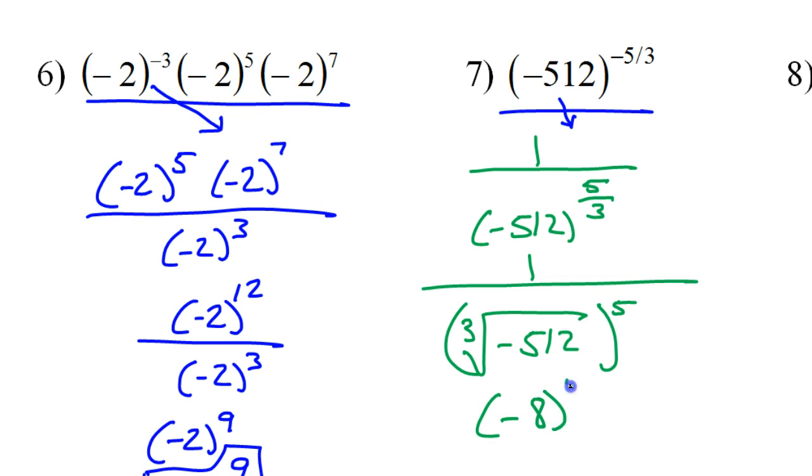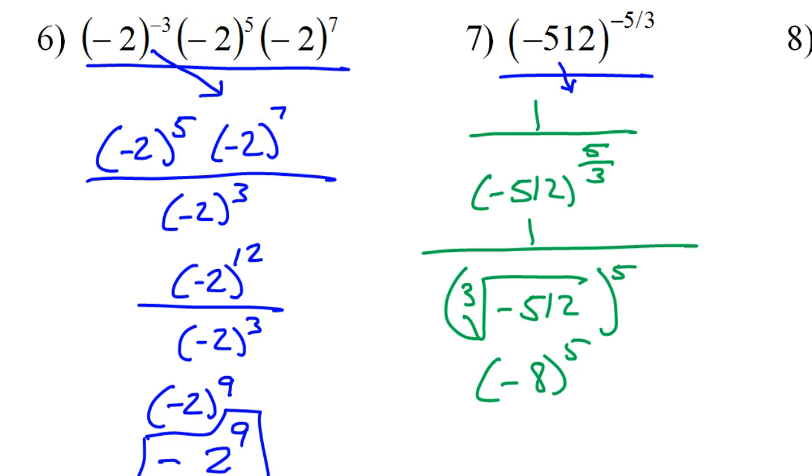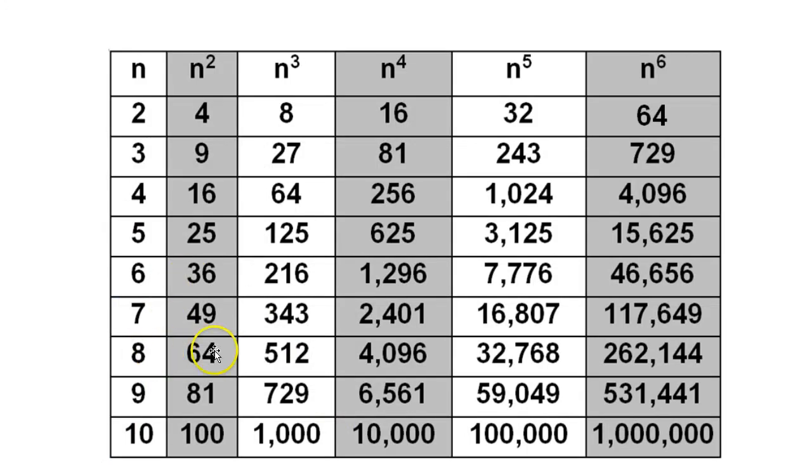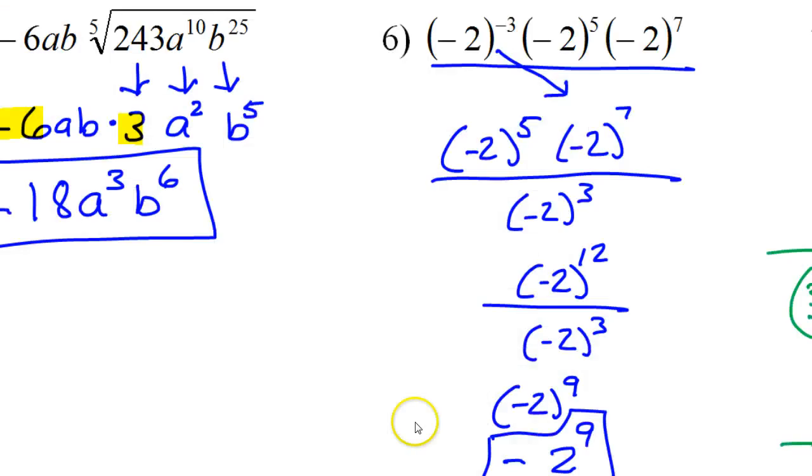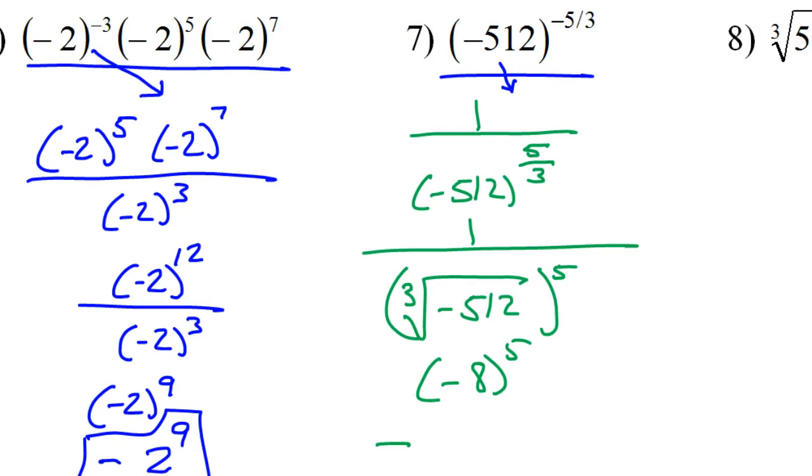So I've got negative 8, and then I've got negative 8 to the 5th power. So it's odd, so the negative is just going to stick around. So I know the answer is simply going to be a negative number. So it's just really a matter of what's 8 to the 5th power. Alright, so 8 to the 5th power is 32,768. And the negative stays around through that entire process.